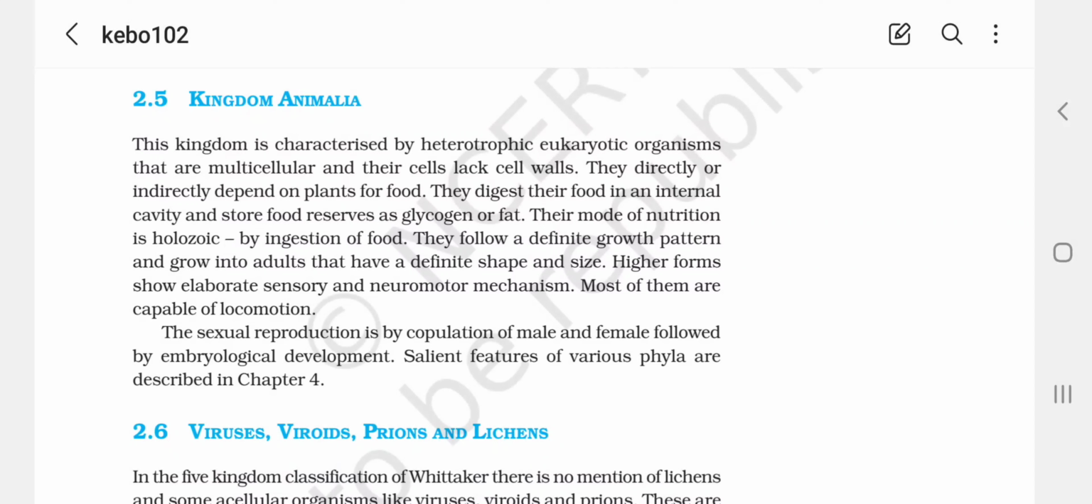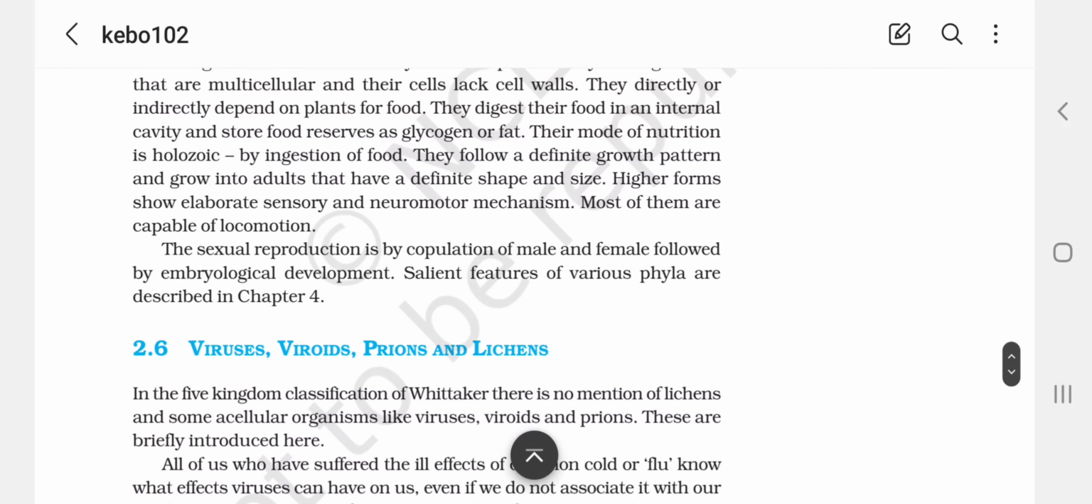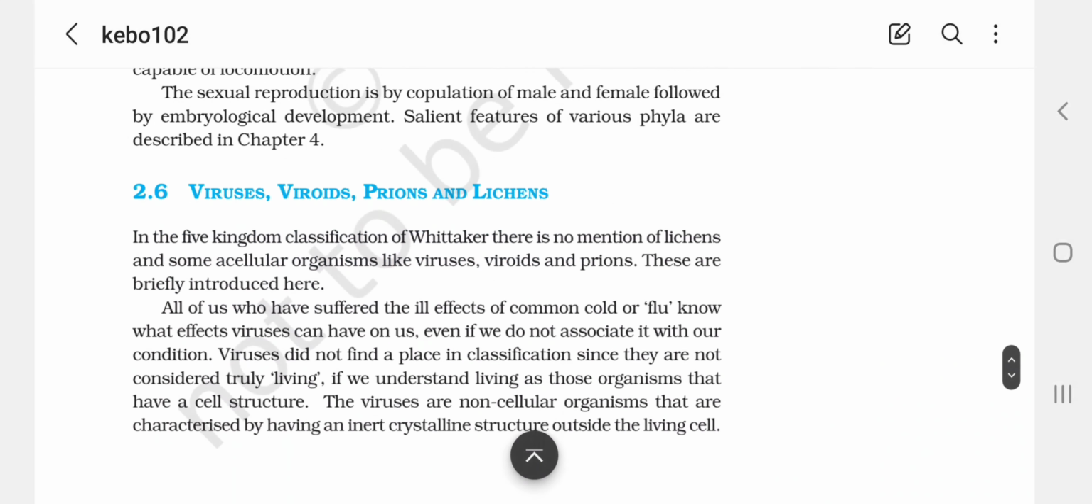Higher forms show elaborate sensory and neuromotor mechanism. Most of them are capable of locomotion. The sexual reproduction is by copulation of male and female, followed by embryological development. Salient features of various phyla are described in Chapter 4.